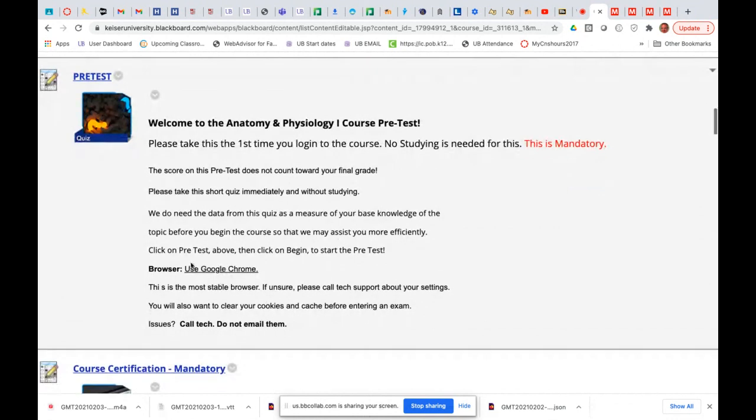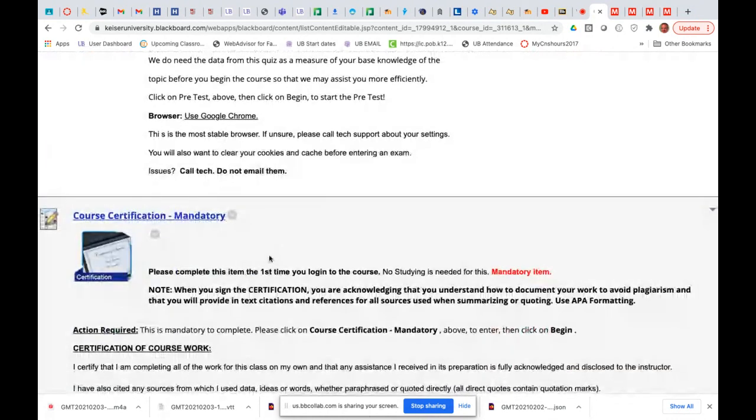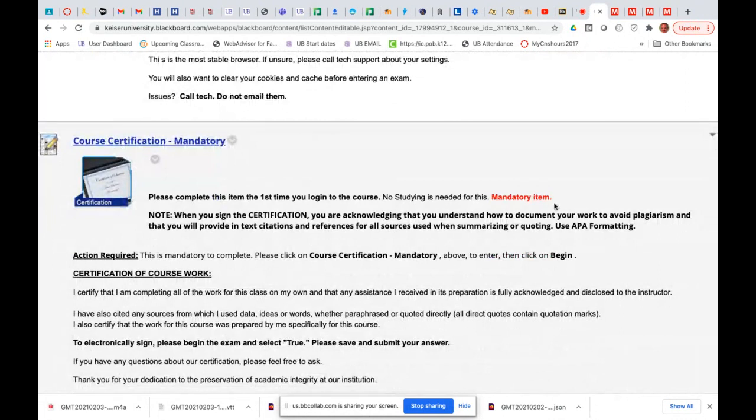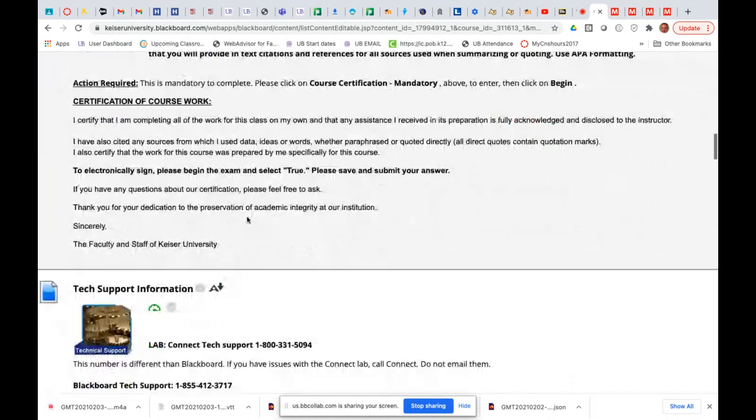Okay, so you want to make sure that the browser, you can use Chrome. You don't want to use Chromebooks. Chromebooks don't work for the exams, but Chrome works great. Okay. This is also a mandatory item, the course certification. That is mandatory before anything else is done. So please go through that.